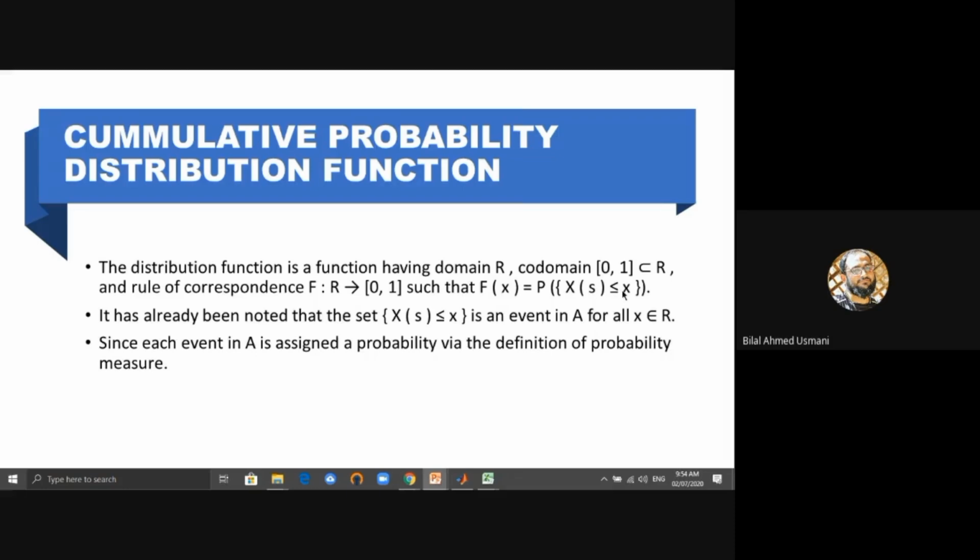So we need to calculate the probability of X till 4. In the case of discrete, we need to find the probability of 0, 1, 2, 3, and 4, so less than or equal to x. It has already been noticed that the set {X ≤ x} is an event in A, a sigma algebra, for all x belonging to R, because if you sum any two events, the answer will always be in that sequence. The answer will always be the cumulative distribution function, since an event A is assigned a probability by the definition of probability measure.